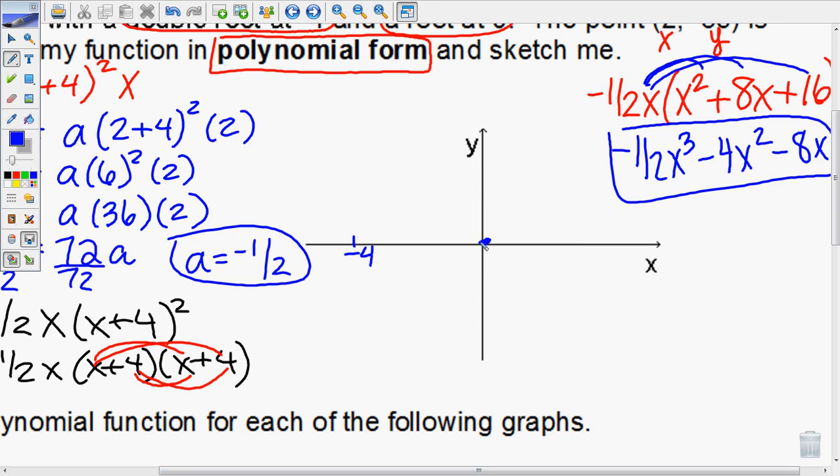And at negative 4, what happens? It touches it, right? Because it's a double root. So I'm going to touch, not go through. Have a little bounce there. So I'm going to bounce and then continue.